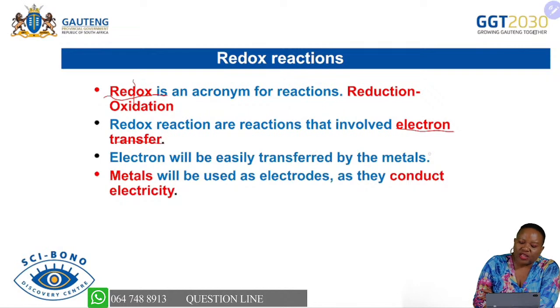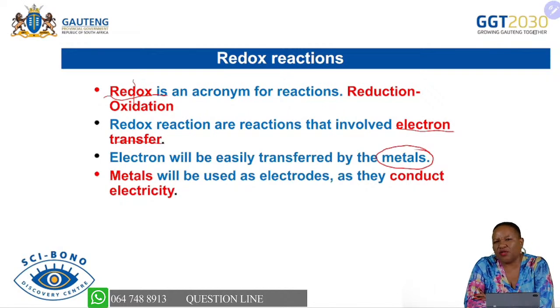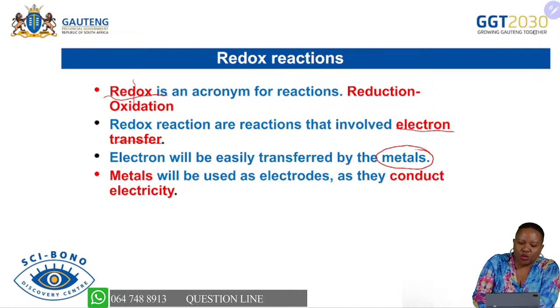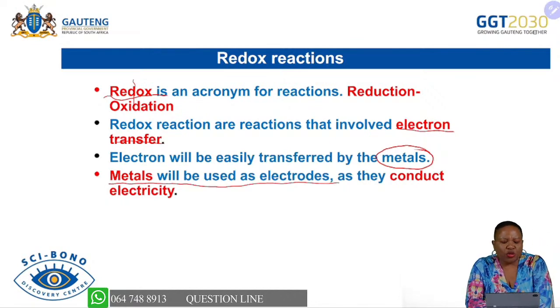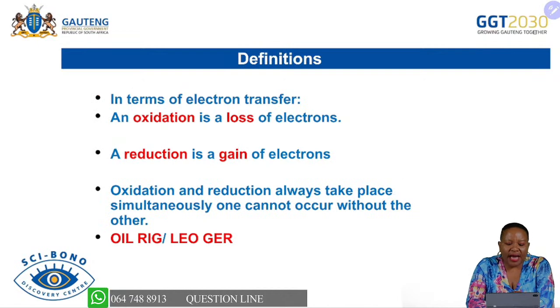And most of the time, the species that loses electrons are metals, because it's easy for a metal to lose electrons. However, this is not only limited to metals. Some ions can also lose electrons, provided they have the correct orientation. And metals will definitely be used most of the time as our electrodes because they are good conductors of electricity.